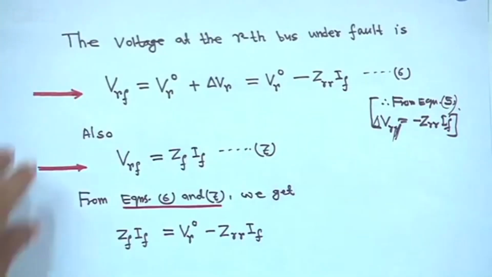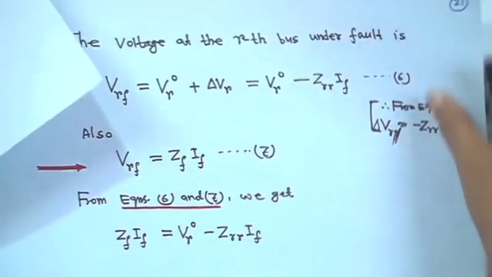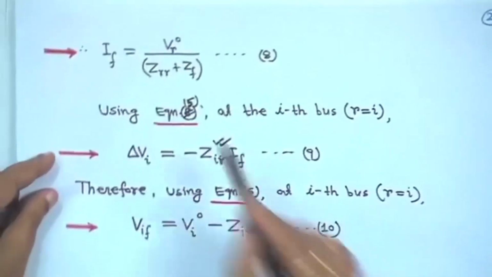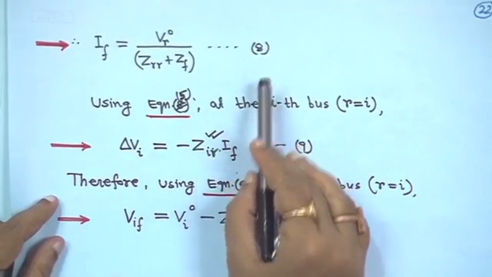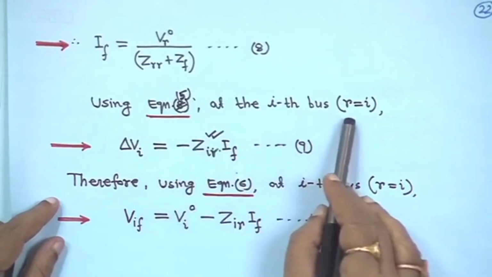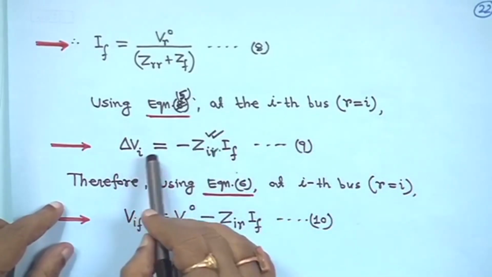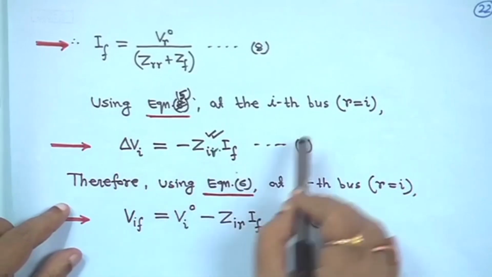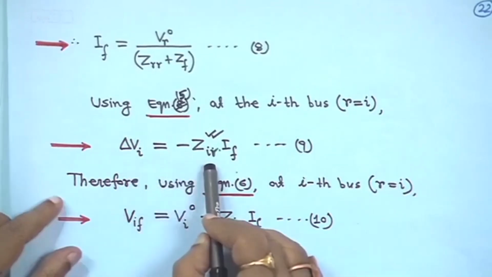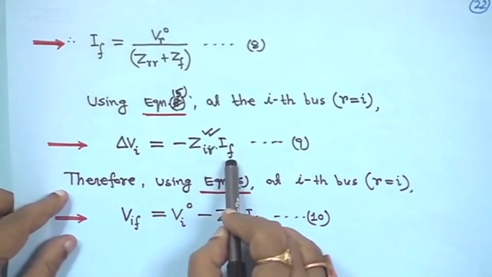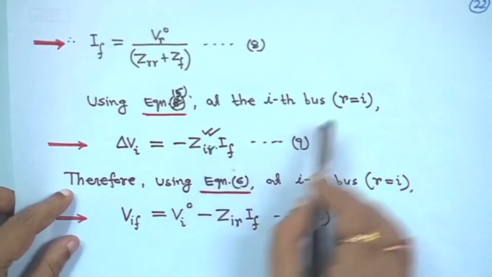That means, coming to the next page, from this equation you can get IF is equal to VR0 upon ZRR plus ZF, right. This is equation 8. Now, using equation 5 at the ith bus, when R is equal to I: that equation gave delta VR is equal to minus ZRR IF, but at the ith bus we put R equal to I. Please do not replace both I by R or R by I. So, only R is equal to I.